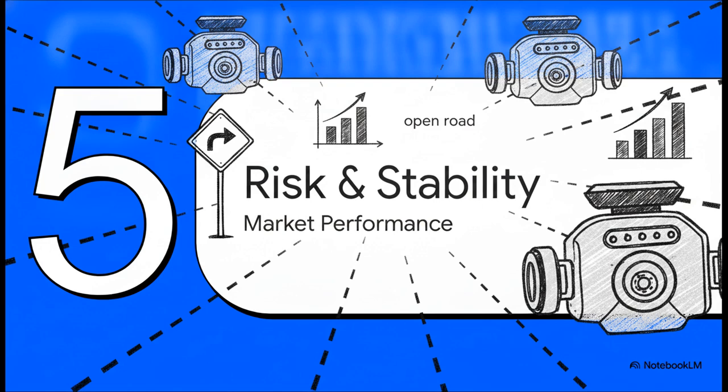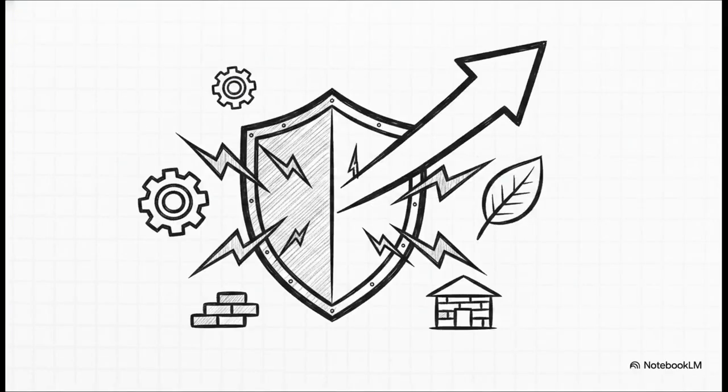Section 5. Performance, risk, and stability. We've explored the rules, but now let's answer the ultimate investor question. How do these engines actually perform on the open road? So the really crucial takeaway here is that rigorous ethical constraints do not mean sacrificing performance.